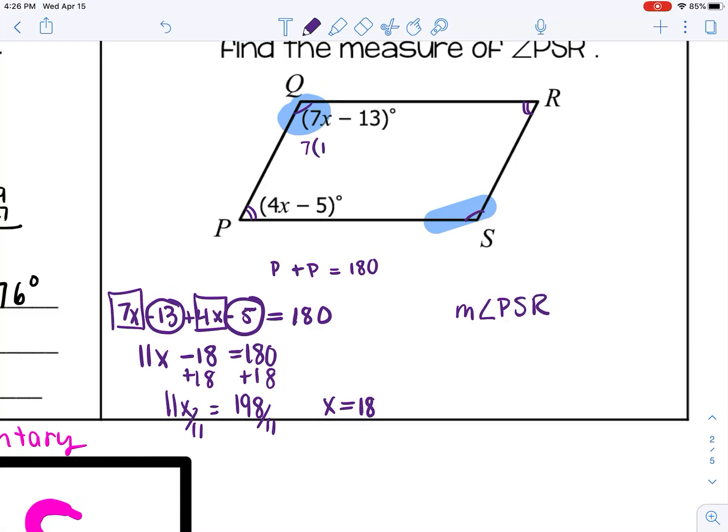So 7 times 18 minus 13. 7 times 18 is 126. Minus 13, we get 113 degrees.